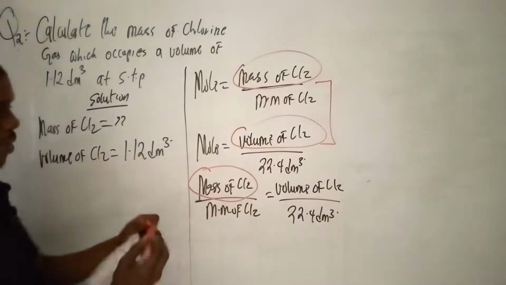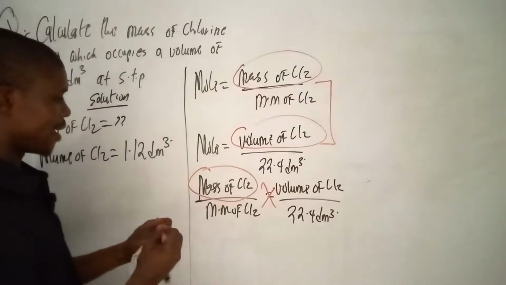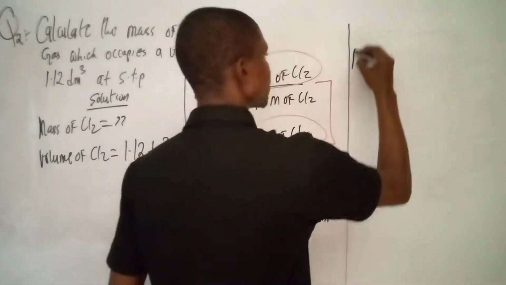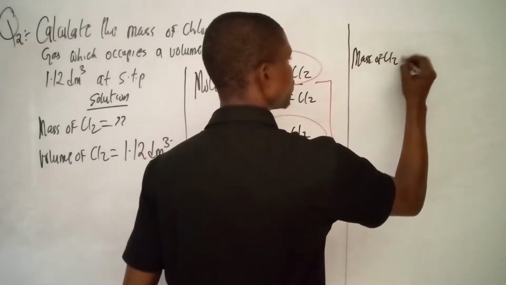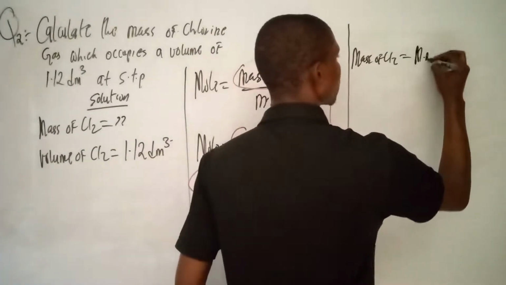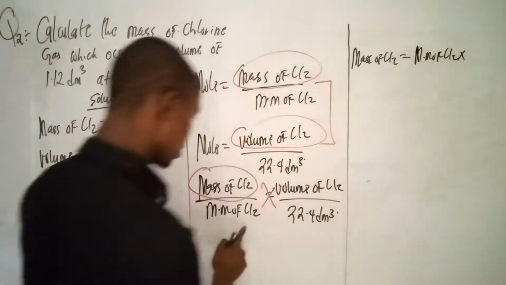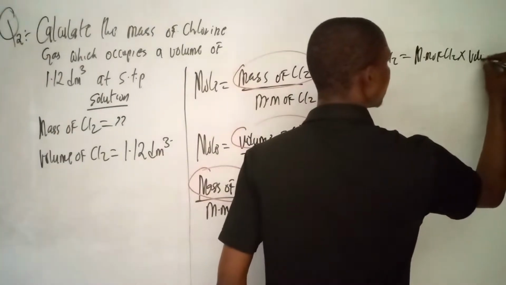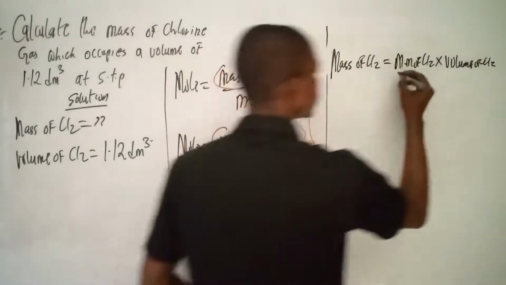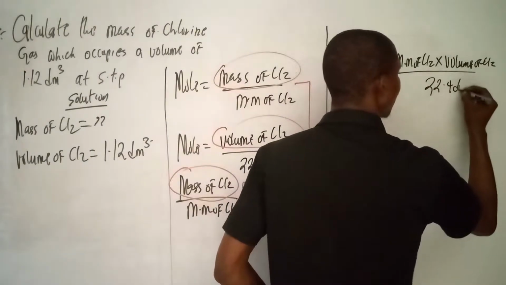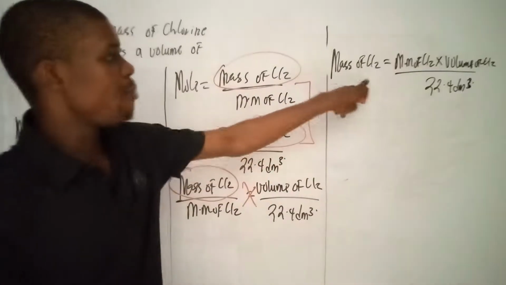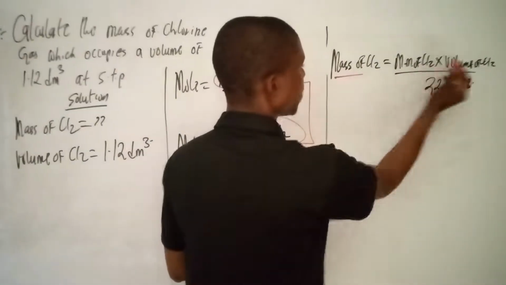So I want to make a formula here by cross multiplying. If you cross multiply, what am I going to get? Mass of Cl2 equals this times this divided by this. So it's going to be molar mass of Cl2 times volume of Cl2, all over 22.4 dm³. You see that I have made this into a formula now.